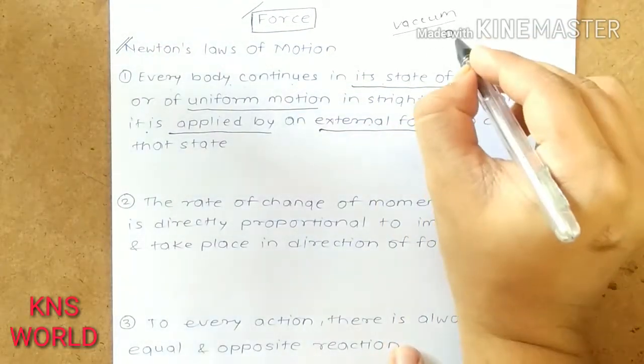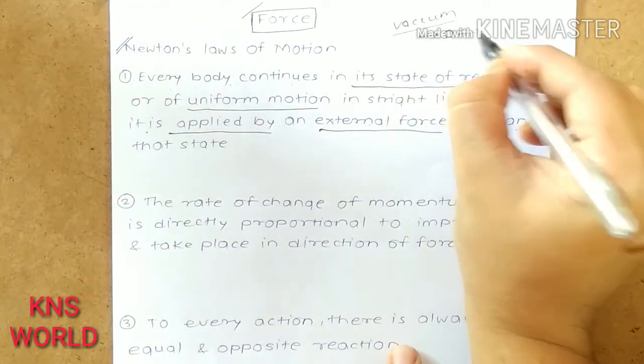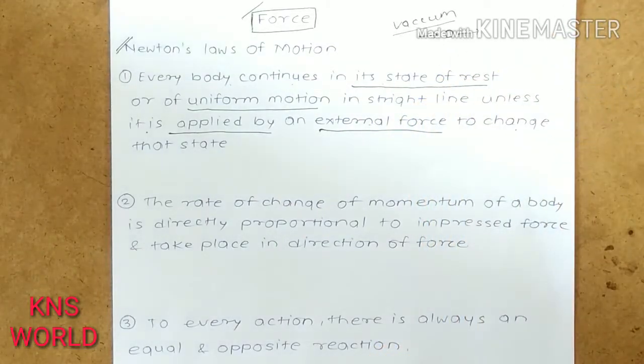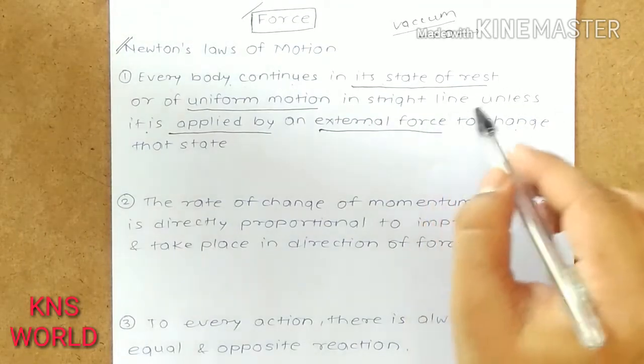And the second one is when this stone is in vacuum in a linear motion or uniform motion, it wants to be in uniform motion throughout its path. This is the first law of motion. Unless, so this is very important.